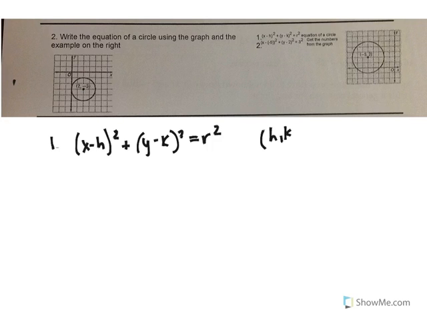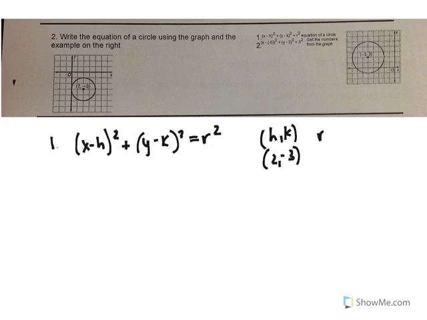Next question, it says, write the equation of a circle using the graph and the example on the right. Okay, so remember, we always start with the equation of a circle, x minus h squared plus y minus k squared equals r squared. Okay, so remember, we need two things. We need the center point, which the graph over here tells us is right here, 2, -3, okay? So 2, -3 is our HK.